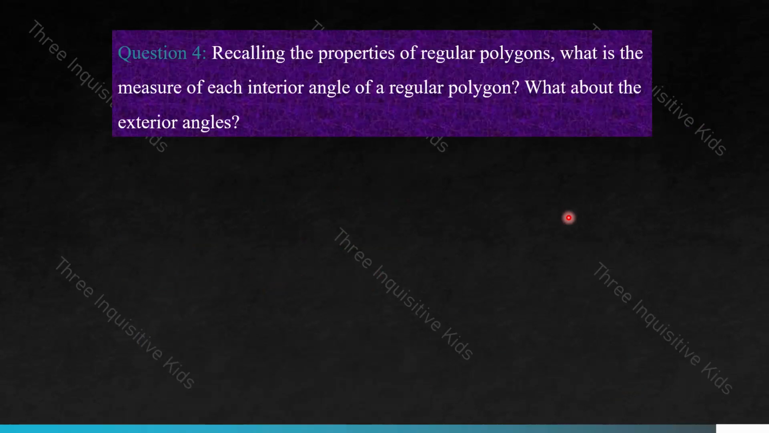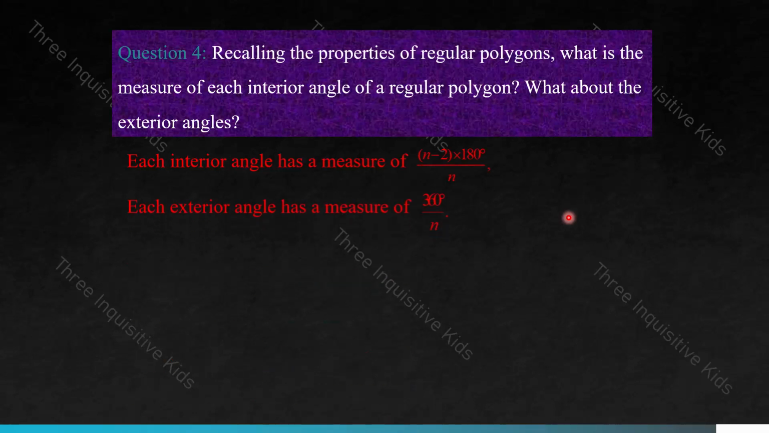Question 4. Recalling the properties of regular polygons, what is the measure of each interior angle of a regular polygon? What about exterior angles? Each interior angle has a measure of (n minus 2) times 180 degrees over n. So each exterior angle has a measure of 360 degrees over n.